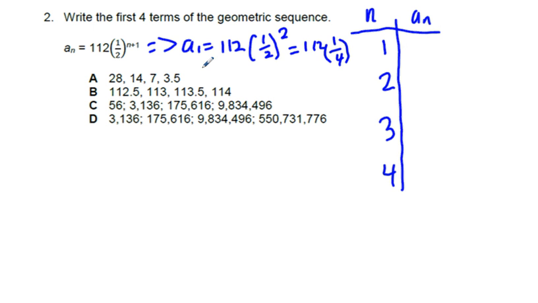If we try a sub 2, we're going to get 112 times 1/2 to the power of 3, and that's going to be half of 28, or 14. So A is going to be our correct answer for this one. So we get 28, 14, and so on. A is our correct answer. Next, 3.